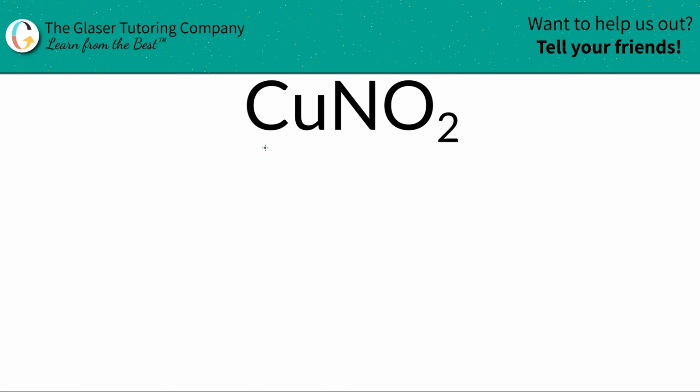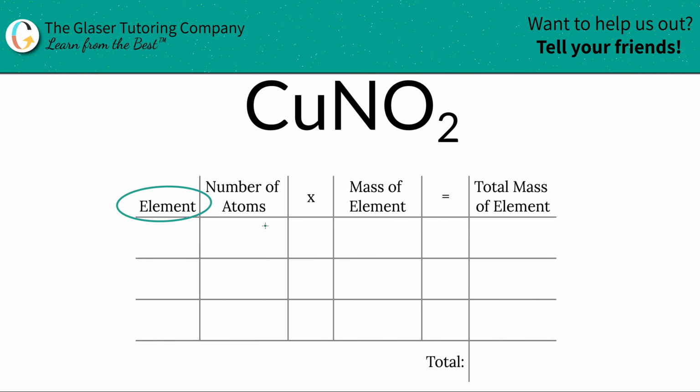Today I'd like to teach you how to find the molar mass of copper 1 nitrite, and in order to do so I've made the following table to help organize the information. So the first step is to write down the elements we see in the compound, right? So we see a copper element, we see nitrogen, and we see oxygen.